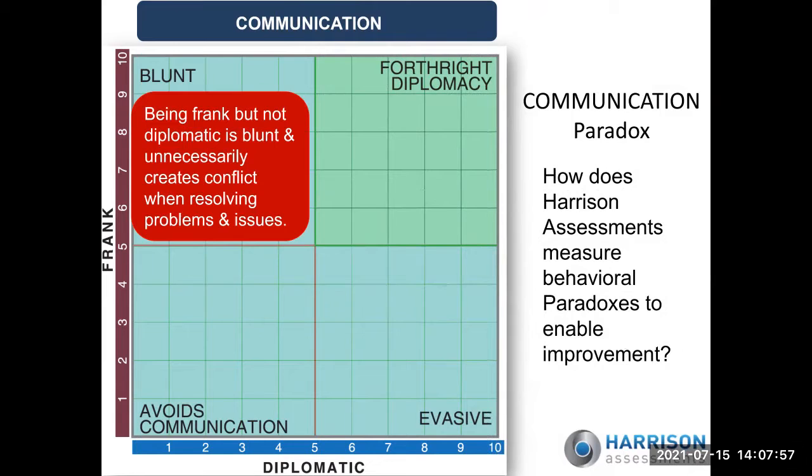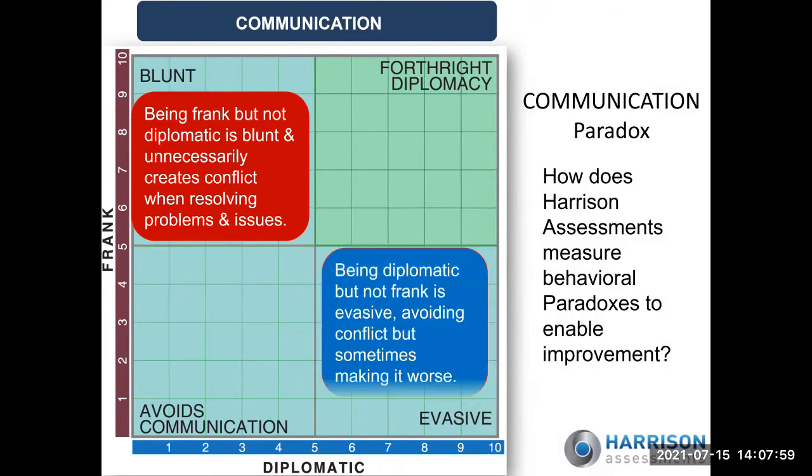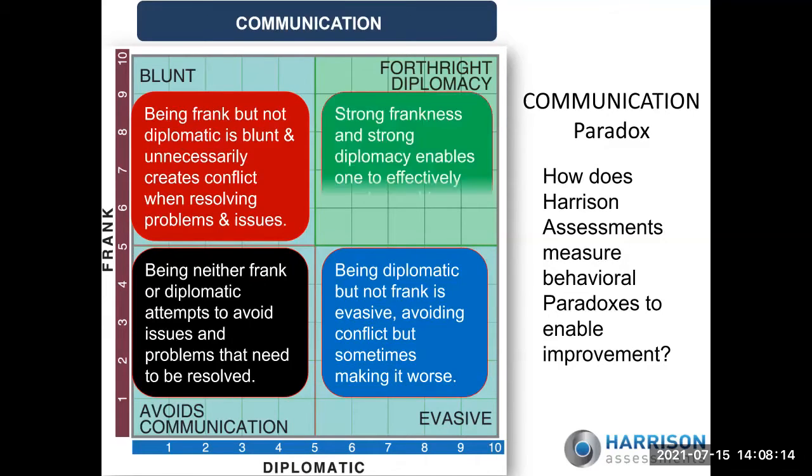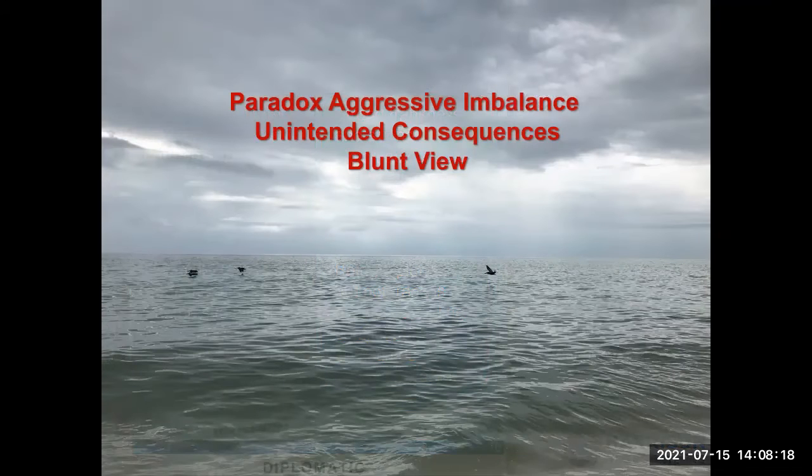So Catherine was in the blunt part of the graph, but someone else might be in the diplomatic part of the graph. And occasionally we will see somebody who at least splashes into the lower quadrant. And of course, the ideal being the forthright diplomacy.